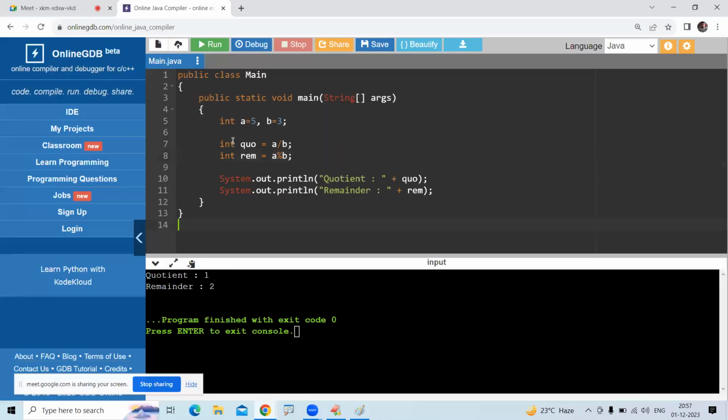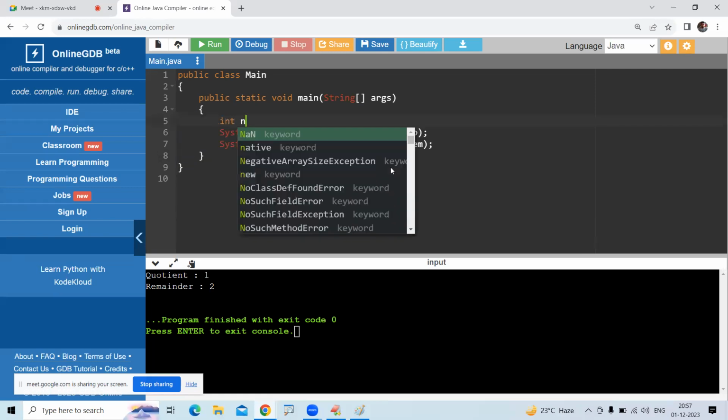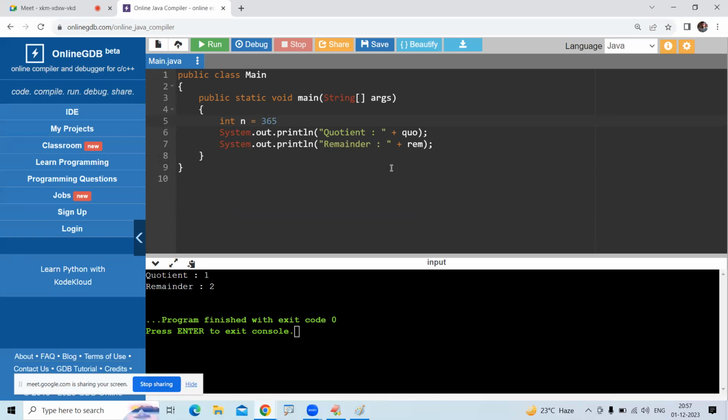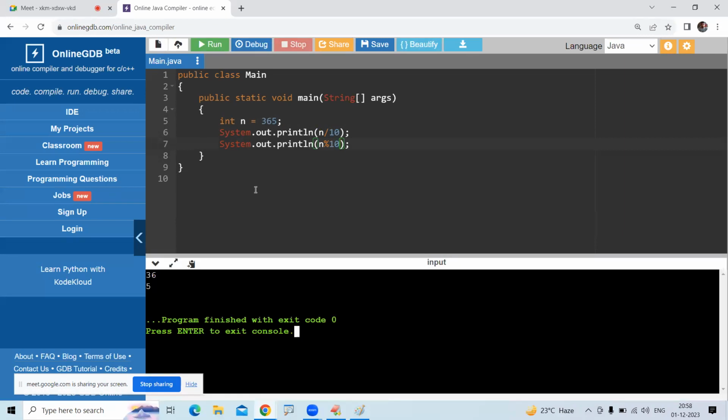A simple code again. Suppose I am taking the number int n is equal to 365. I'm just writing 365 by 10, checking the value. That is n by 10. And here it is n mod 10. Look at the output. The first one is 36 and the next one is 5. This is a very important one.